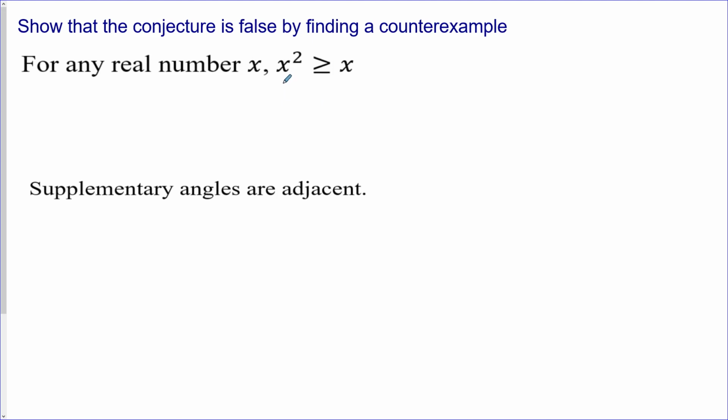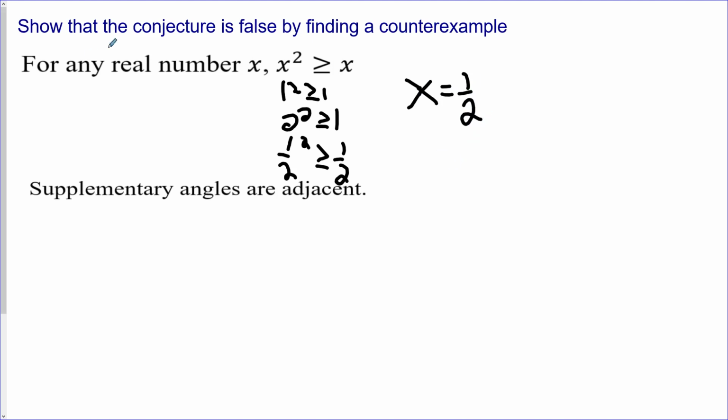All right, so again, if we were to try 1, 1 squared is not greater than 1. It's going to be equal to it. If you try 2, 2 squared is greater than or equal to 1, so that one's going to be true as well. Once again, let's try to go the other direction. Let's try 1/2. Is 1/2 squared greater than or equal to 1/2? Well, 1/2 squared is going to give you 1/4. 1/4 is not greater than 1/2. So again, x equaling 1/2 would be a good counterexample.